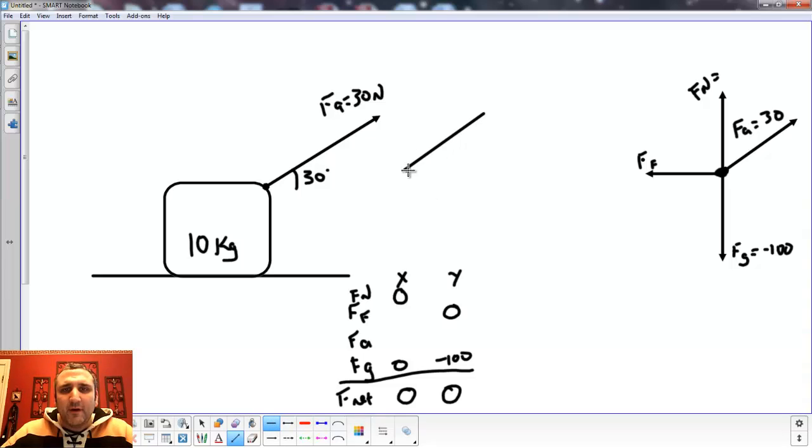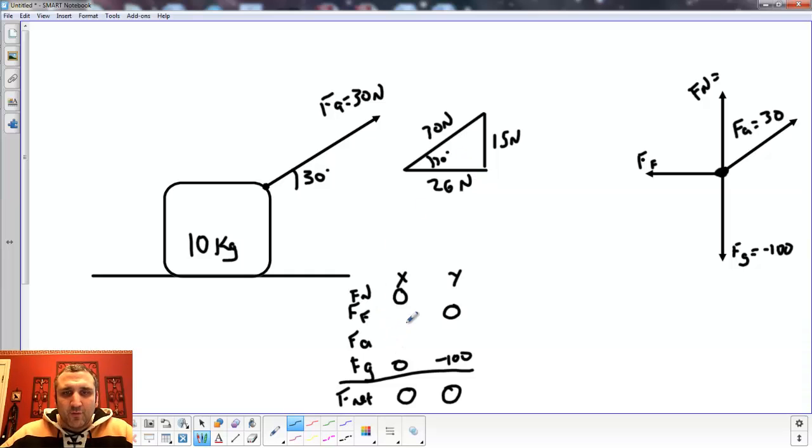So there's my hypotenuse, there's my adjacent side, there's my opposite side. This is 30 degrees, this is 30 newtons. Using your trigonometry, you should come up with 15 newtons going up and you should end up with 26 newtons going to the side. So your y component is going to be positive 15. Your x is going to be positive 26.